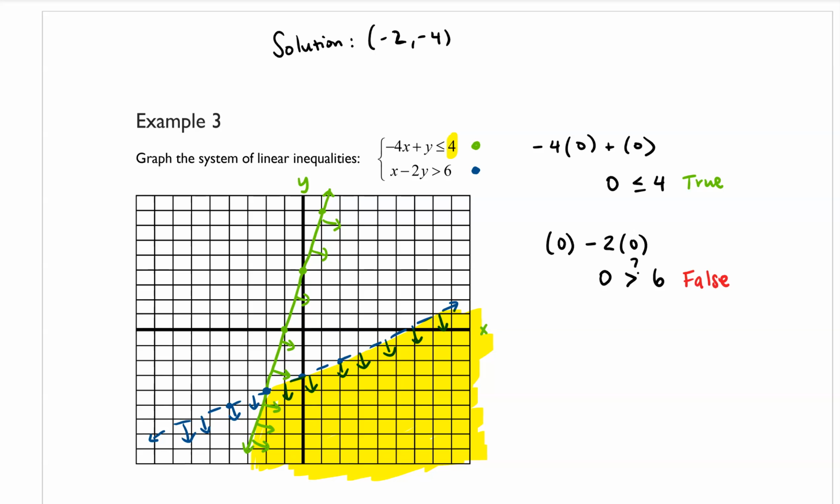Mathematicians actually have a special name for this, and we'll talk about it more in a later section. However, let me just write it down for you. This highlighted yellow area is called the feasible region.